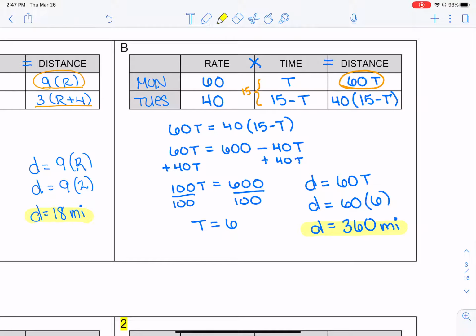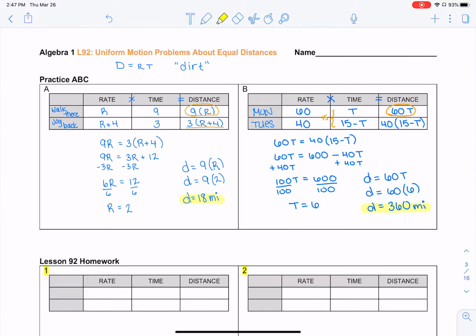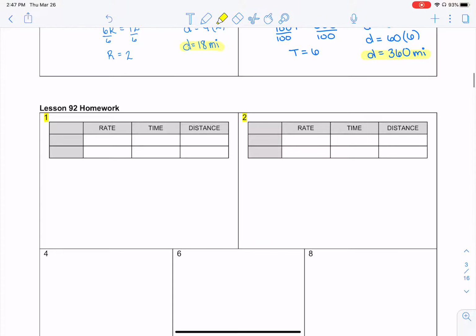Okay, that's it for question B. We do have a few homework questions. We're going to go ahead and do questions 1 and 2 together, and that leaves you with not too many on your own.